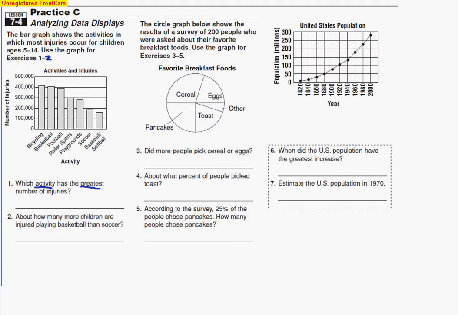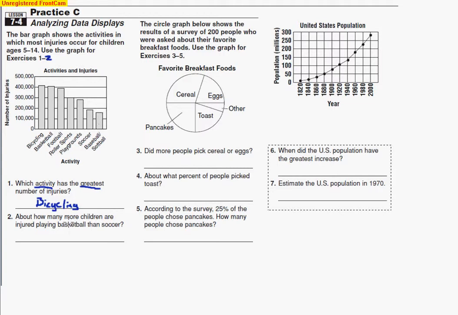So when I look at softball and baseball, that has the lowest number, and soccer has a little bit more. Playground injuries, that's a little bit more. Roller skating or roller sports has a little bit more. Football has a lot more. But then basketball has even more than that. And slightly more than that is bicycling. So that's the one that has the most. So you just look for which bar is the highest, is what you're looking for in this case, because it was the greatest. If it was the least, then it would be baseball and softball, because that has the lowest bar.